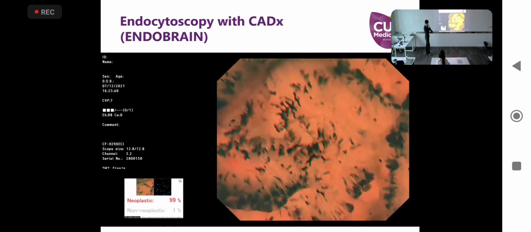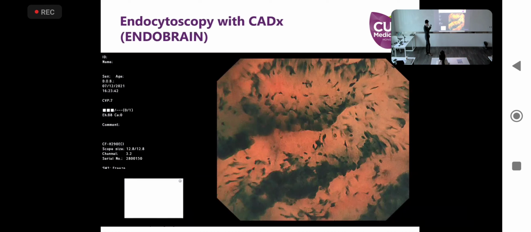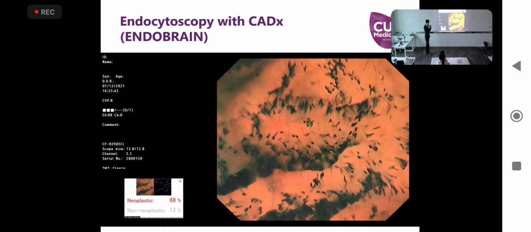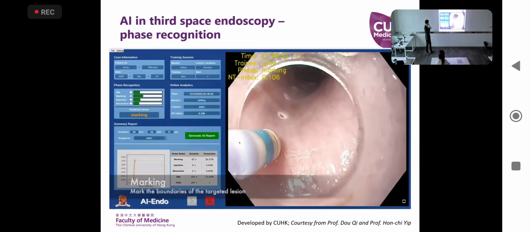You can see at the left lower corner that the AI will just give you a prediction value to see whether this is neoplastic or whether you need to touch it or you can just leave it. But still, personally, I think this is still a very difficult colonoscopy to use because your hands need to be very stable, and sometimes it's quite time consuming to do the pre-staining. So we may need further modification before it can be used generally by every endoscopist.